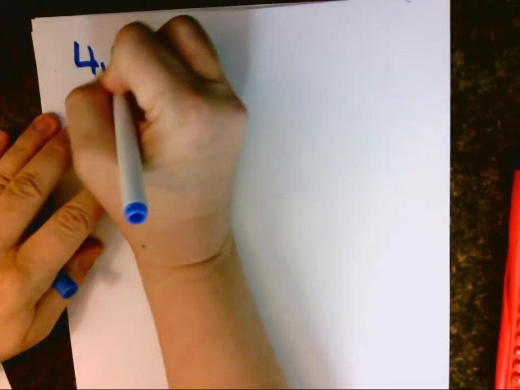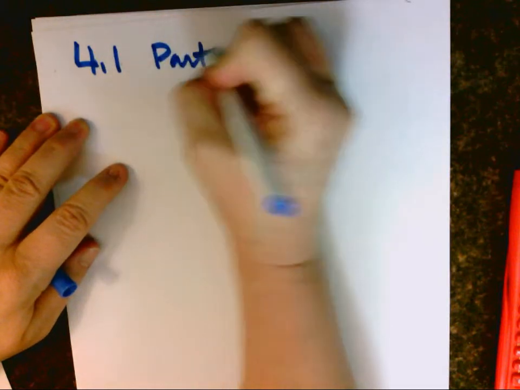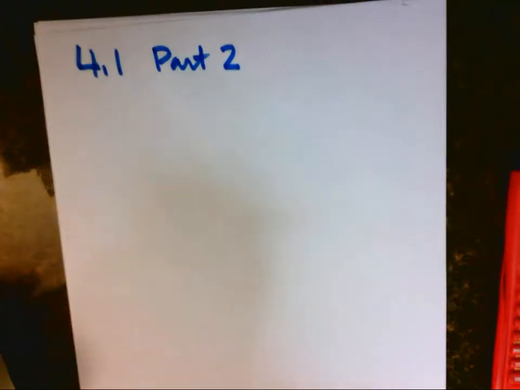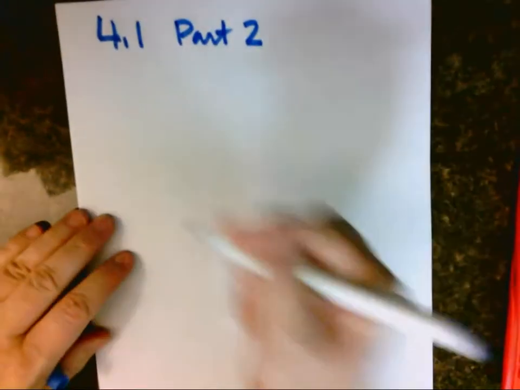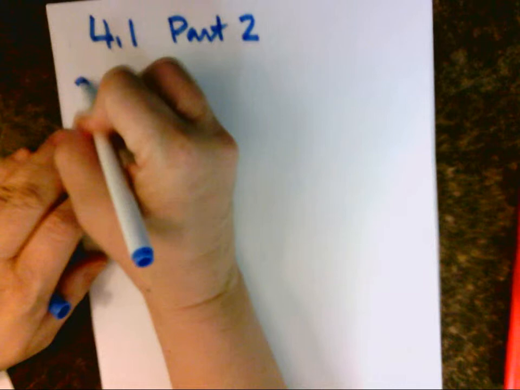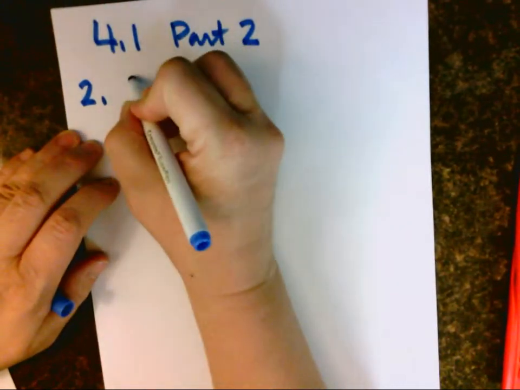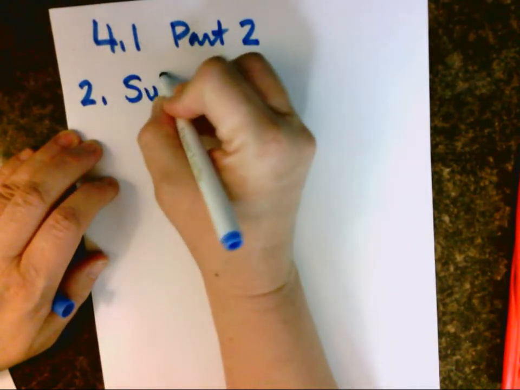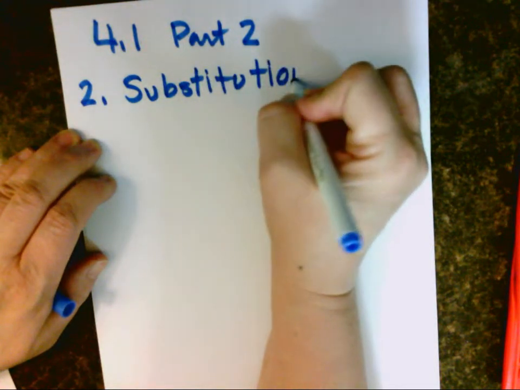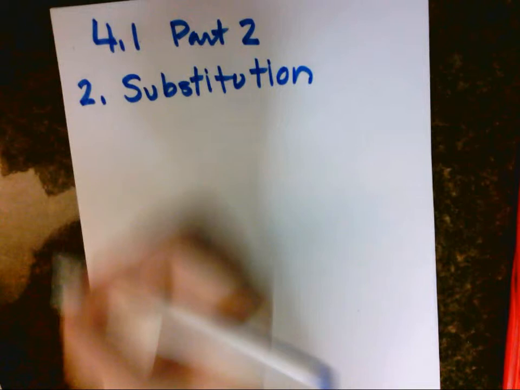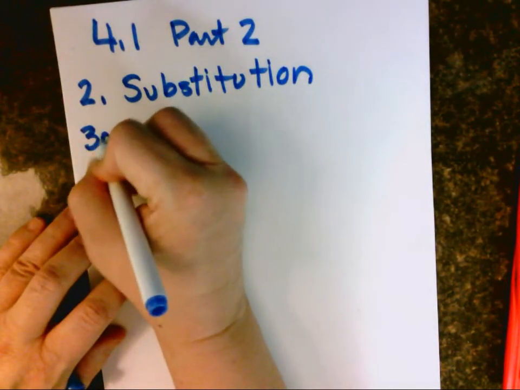Okay, we're ready to do the second half of section 4.1. This is the section on solving systems of equations. As I promised last time, we will be learning two other ways to solve systems of equations. The second method is called solving by substitution. First we did solving by graphing.